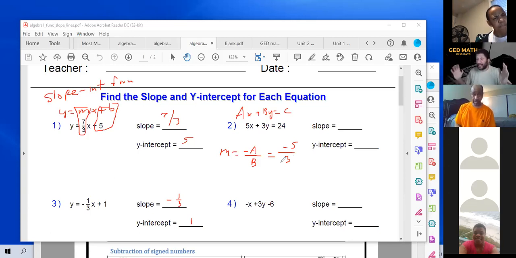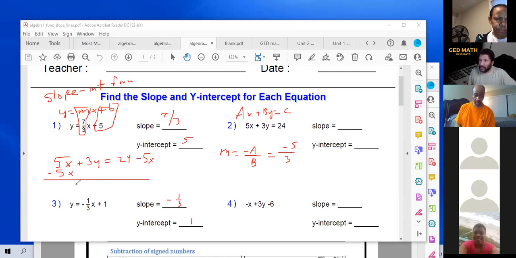That's 15 seconds. Now, how do they want you to do this? What they want you to do is this: 5x plus 3y equals 24. They want you to subtract 5x from both sides. Then they want you to get 3y equals minus 5x plus 24. Then they want you to divide by 3.